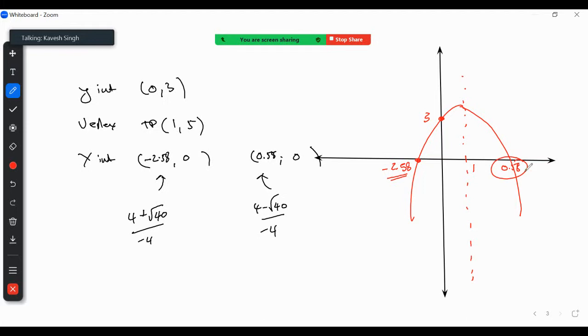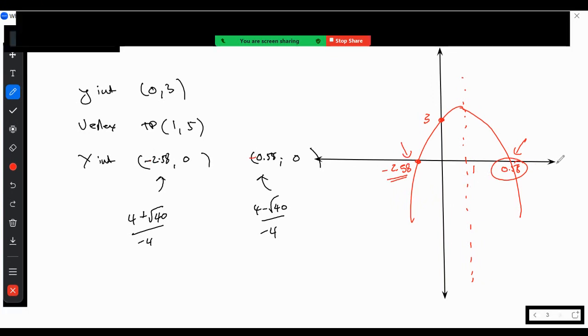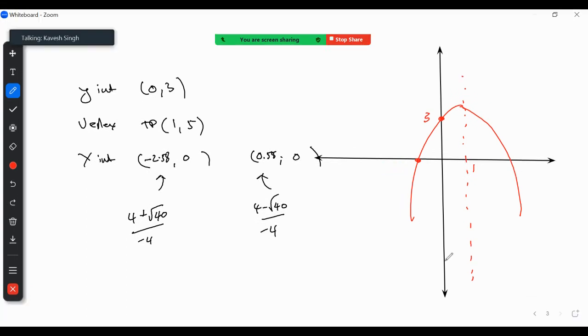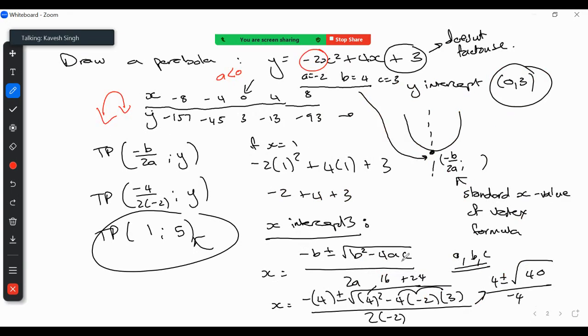Now, that doesn't look right. Can you see that? It should be the other way around. This should be positive 2.58, and this should be negative 0.58. So just double check that. If I switch these two around, because 1 is over here, that means that number has to be more than 1. So let's make sure we got our quadratic formula correctly.